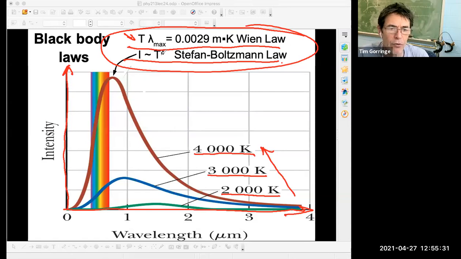So if you double the temperature, what do you do to the fourth power of the temperature? Well, it'll be 2 times 2 times 2 times 2. So that's 4, 8, 16 times the intensity. And so that's what happened when we went from 2000 Kelvin to 4000 Kelvin. We got 16 times the intensity.